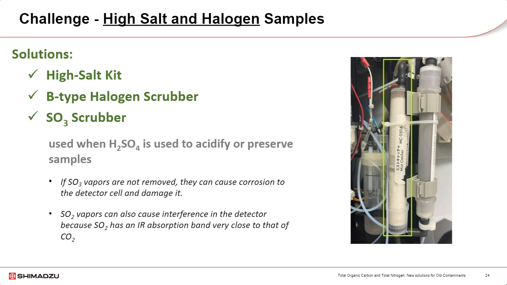In similar fashion as halogen, these sulfuric acid vapors, if allowed to make it to the detector, can cause damage to your detector. Additionally, they can cause interference with measurement. This is because SO2 exhibits a very similar absorption band, very close to that of CO2, so it can be interpreted or measured as CO2, leading to biased high results. So for this reason, Shimadzu offers an additional scrubber to remove the sulfuric acid vapors. This scrubber is meant to be used in conjunction with the typical halogen scrubbers for protection of your detector.